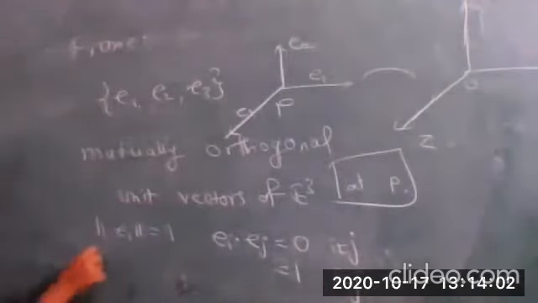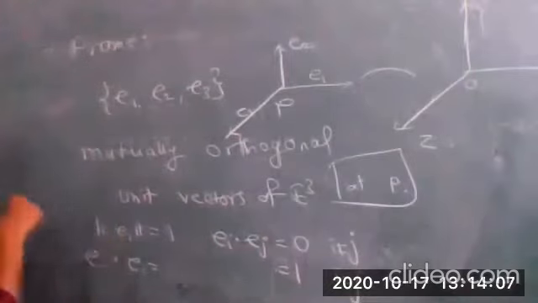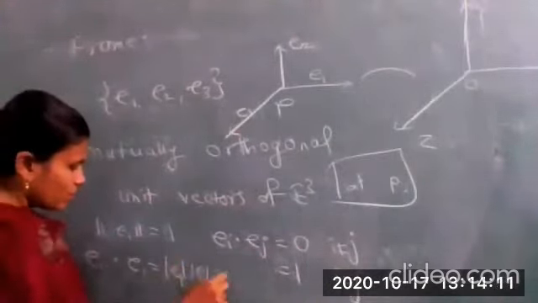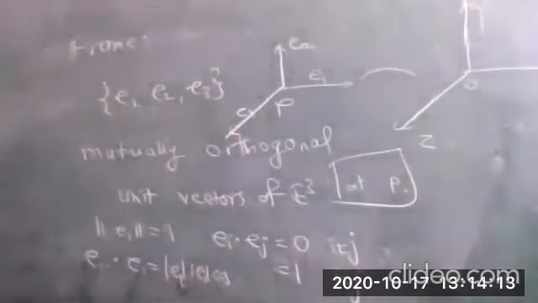Why is it 1? If I take E1 dot E1, what is the dot product? Mod of E1 times cos of the angle between the vectors.